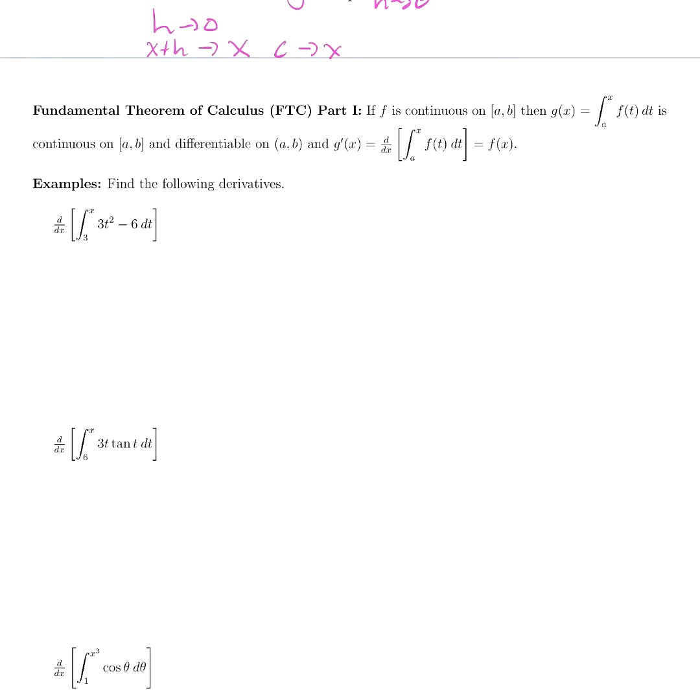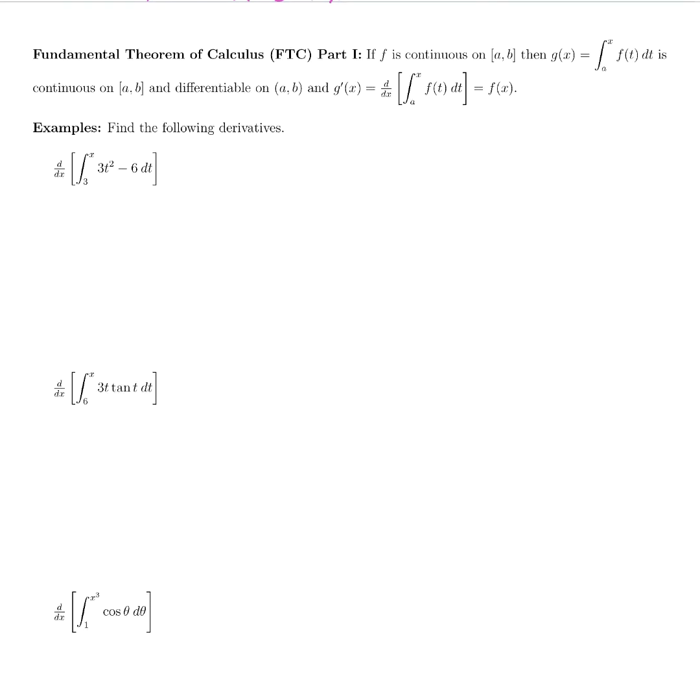If f is continuous on a closed interval, then that area function g of x, which is the integral from a to x of f of t dt, is continuous on [a, b] and differentiable, and its derivative is just f evaluated at x. Okay, let's put that into practice a couple of times. We really use the first part of the fundamental theorem to help us justify the second part, but we can take some derivatives as practice.